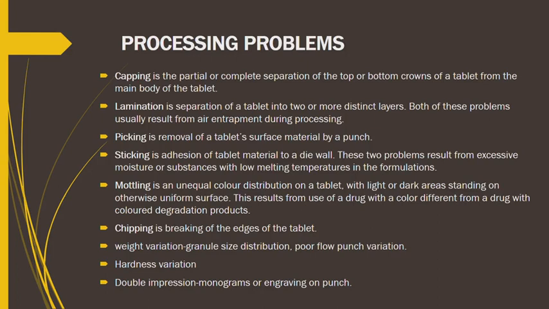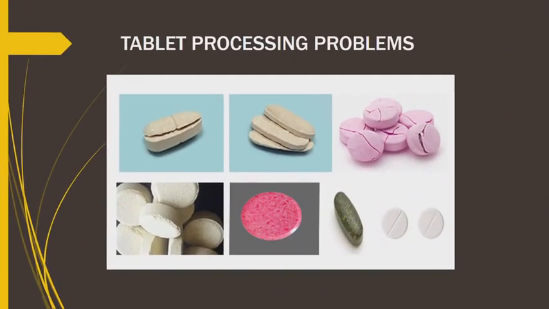Next is hardness variation. Hardness variation is improper hardness of the tablet in some areas of tablet. Next is double impression, monograms or engraving of punch. When engraving or punching of tablets, double impression or monogram is caused, which leads to defects in the tablets. So these are some problems of tablet processing which we discussed just now.